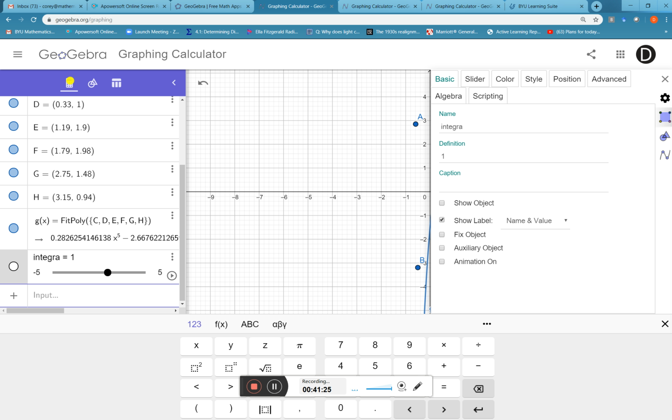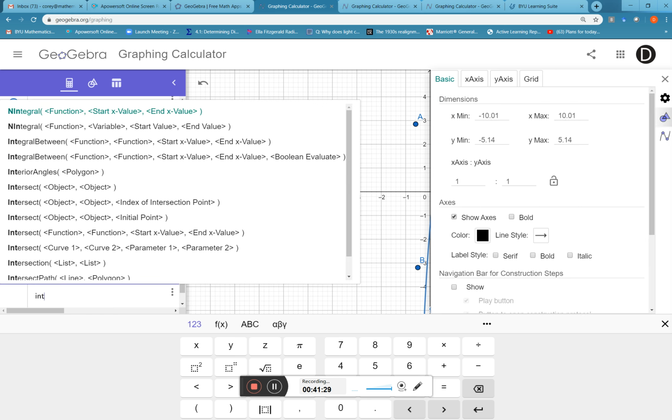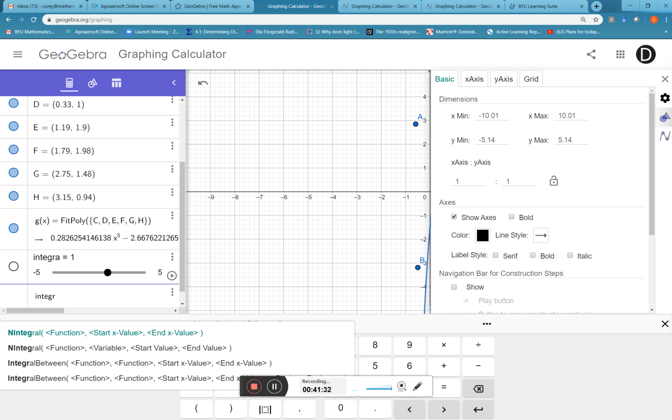You just start typing in integral, and then it'll tell you the syntax. There's a numerical integral. There's also integral between if you want the area between the two curves. These numerical integrals are easy to do. You just type in your function, the lower bound and the upper bound. Okay. Wanted to show you that. Give you guys a heads up. Start thinking about what you might want to calculate the volume of.